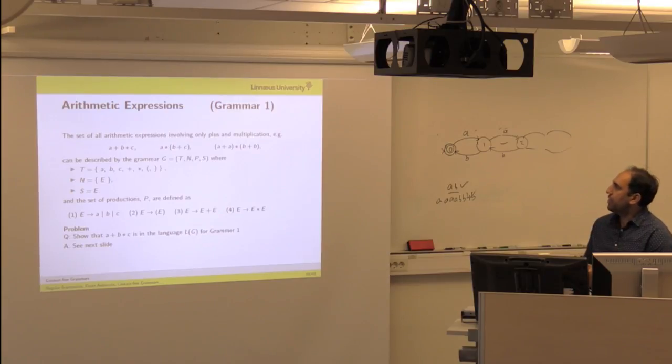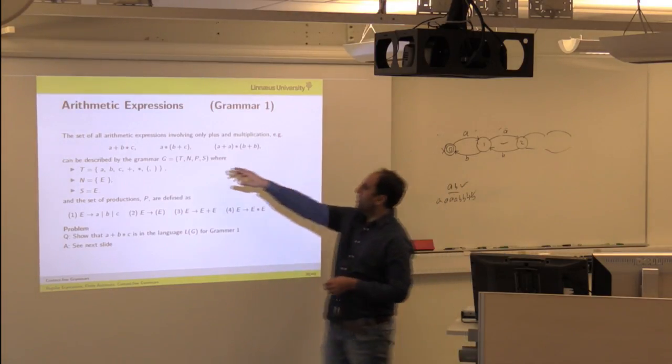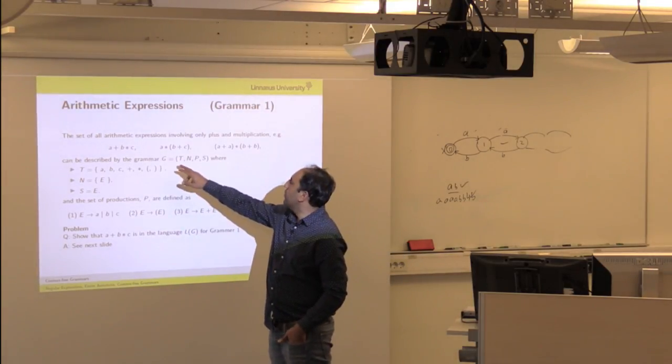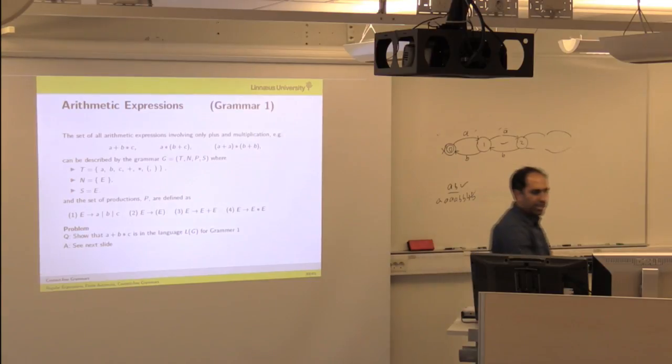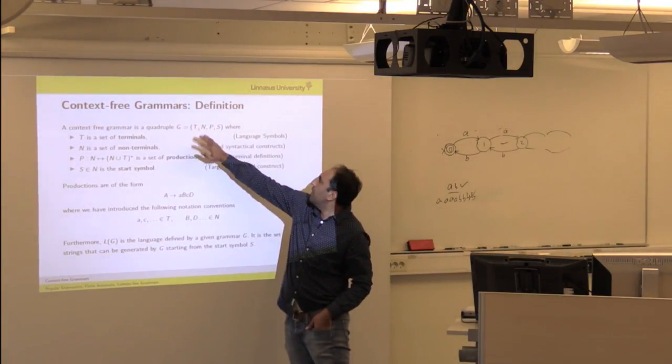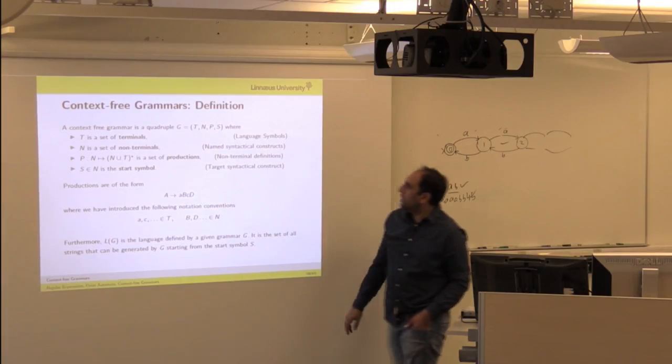So here we have a grammar for arithmetic expressions. For example, if you need to define the set of all arithmetic expressions involving only plus and multiplication, so for example, you have 3 different expressions. This language could be described by a context-free grammar, which has 4 parts: terminals, non-terminals, P, and S.